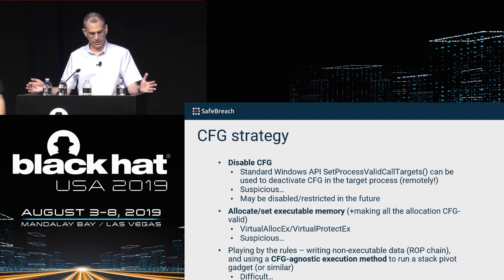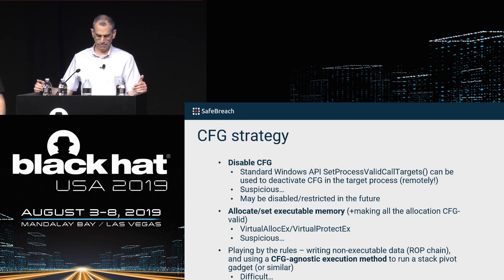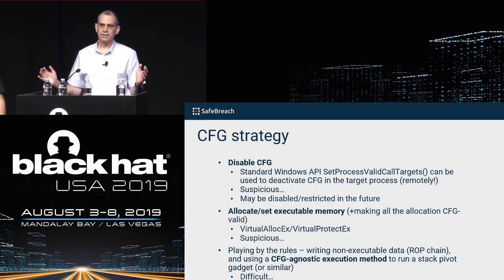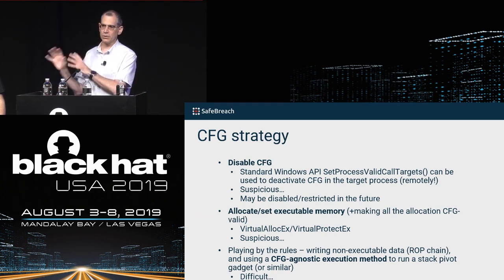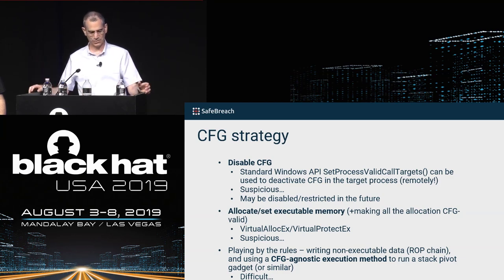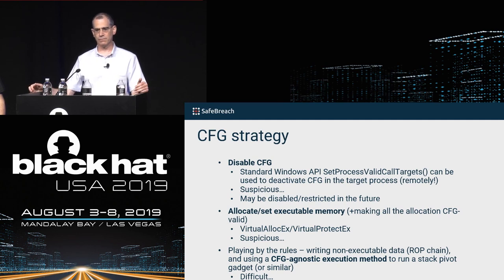And then we can allocate or set the executable memory, thereby making all the allocation CFG valid. This is done using VirtualAllocEx, VirtualProtectEx, and others. However, what we have here is one process allocating executable pages in another process, and we all understand what's going to happen next. So this is extremely suspicious activity. So an attacker probably wants to avoid that one as well, which leaves us with the third option, the most difficult and hardest to come by and therefore most interesting, which is playing by the rules.